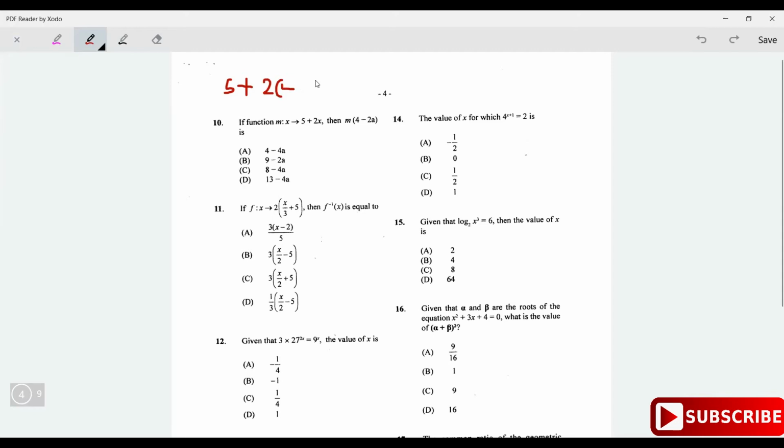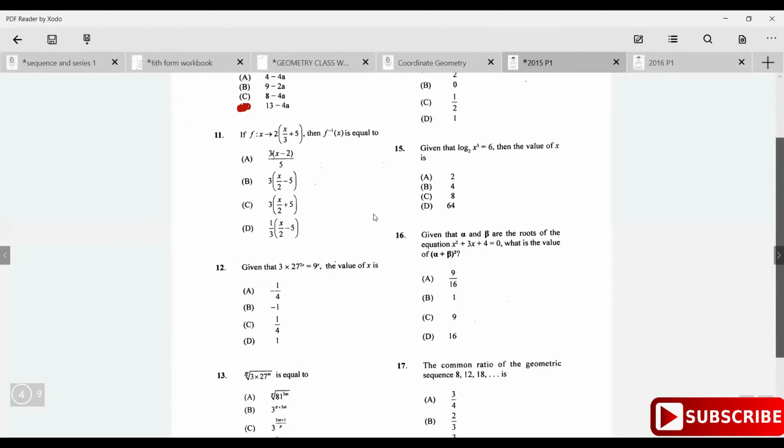And what that's going to work out to be is 5 plus 2 times 4. 2 times 4 is 8. 5 plus 8 is 13. And then 2 times minus 2 is minus 4, so you get minus 4a. So this is 13 minus 4a, which is option D. Nice and easy, soft. Moving right along.